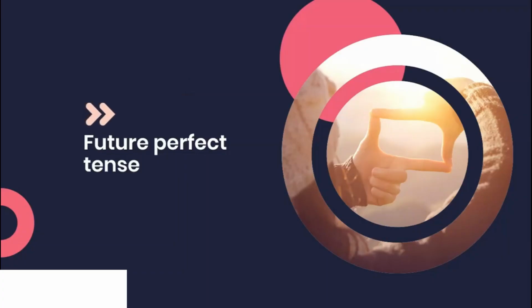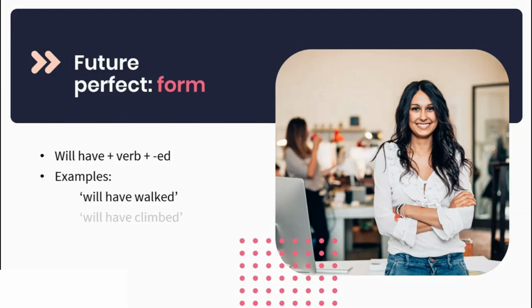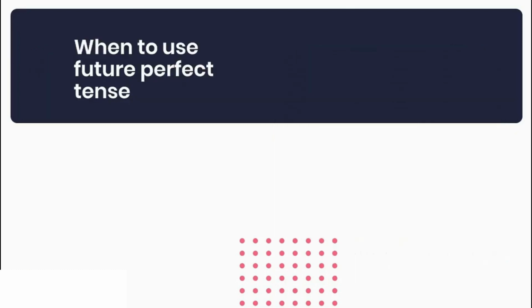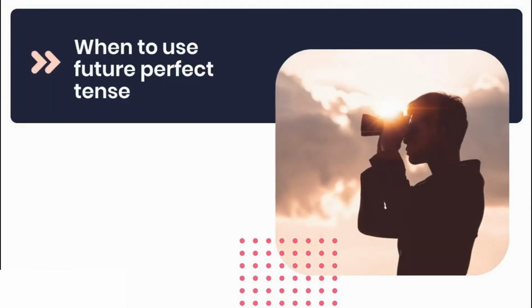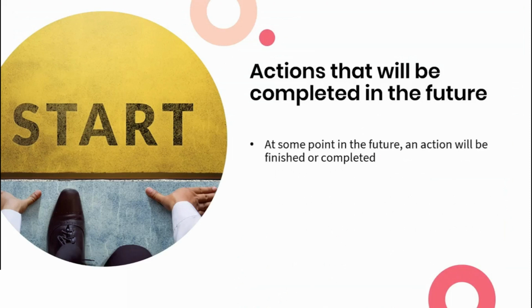The last type of perfect tense is the future perfect tense. The form of the future perfect tense is will have plus the verb plus ed. For example, will have walked, will have climbed, will have tested. You can use future perfect tense to talk about actions that will be completed in the future. What this means is that at some point in the future, an action will be finished or completed.